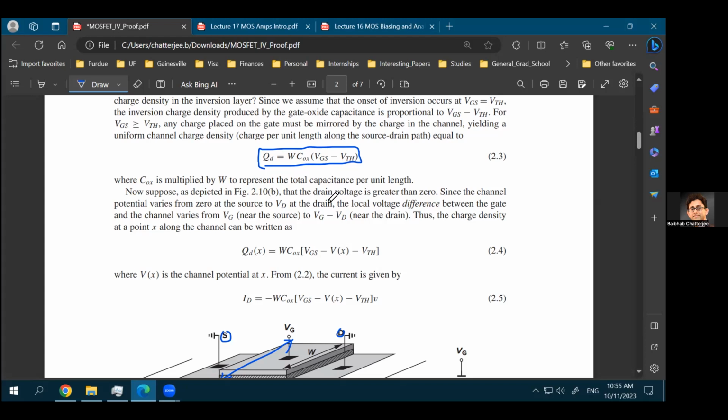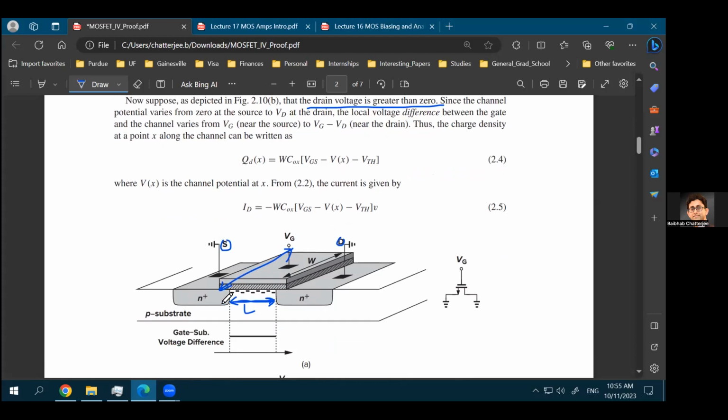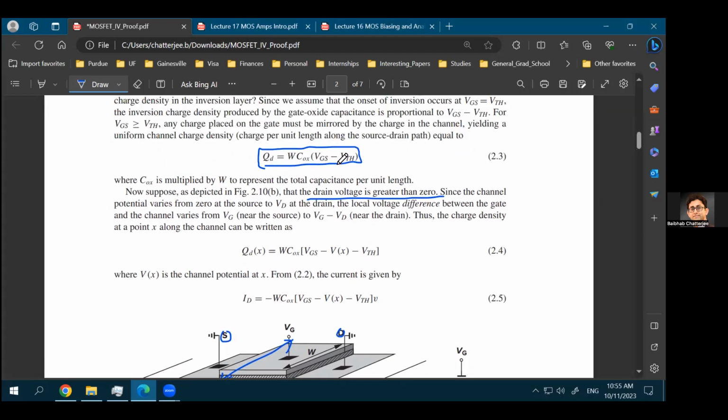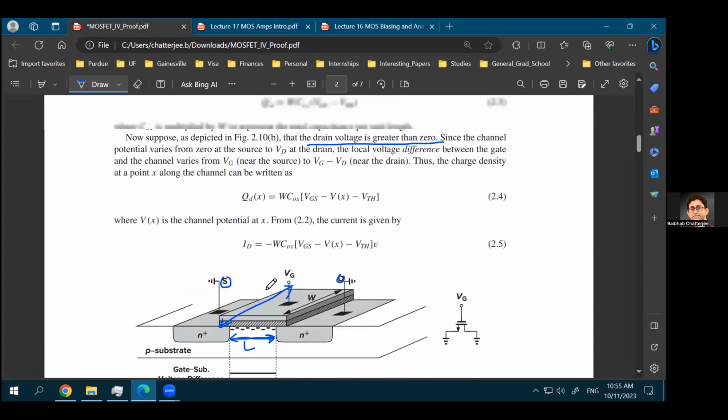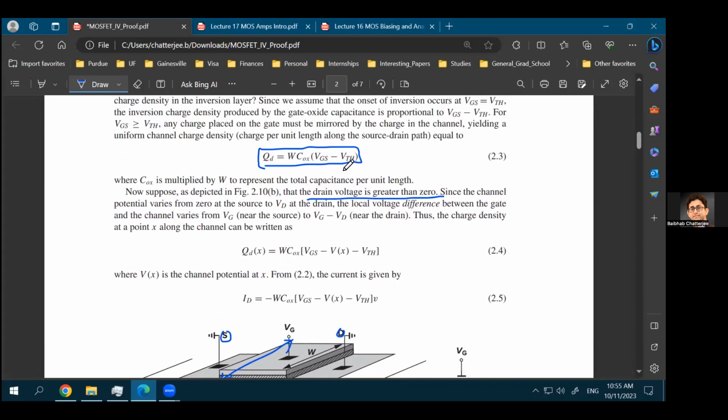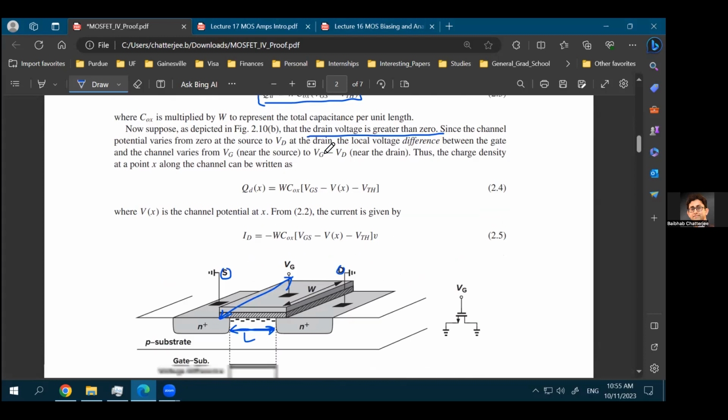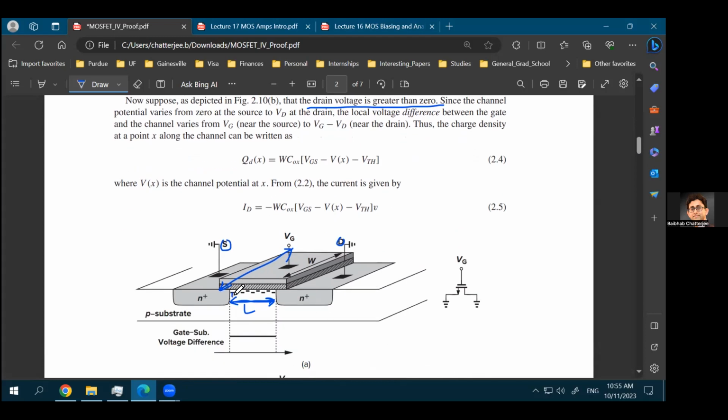Now, if your drain voltage is greater than 0, then in the channel you will not have the same voltage near the source and near the drain. In the previous case, the channel had the same voltage, VGS minus VT, and the same voltage was available at this point, this point, this point, as well as this point, because you did not apply any voltage at the drain. All you applied was a voltage at the gate.